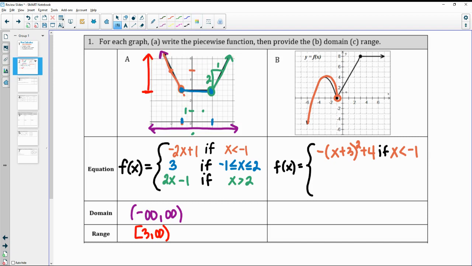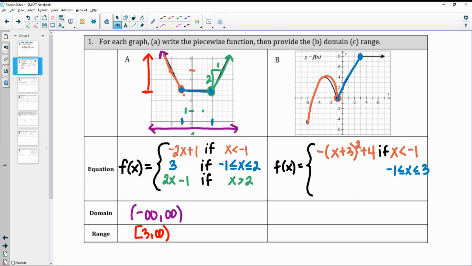Then this middle portion is here. And I'm just going to choose to do closed circles on this middle portion. And so the x values here that are represented are from -1 to 3. So we have -1 is less than or equal to x is less than or equal to 3. This one's a straight line.